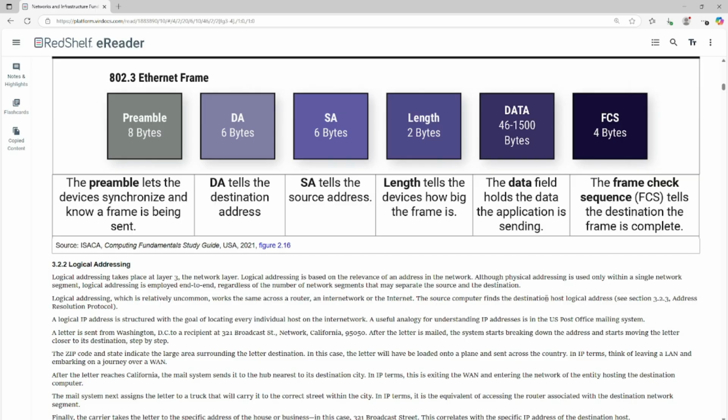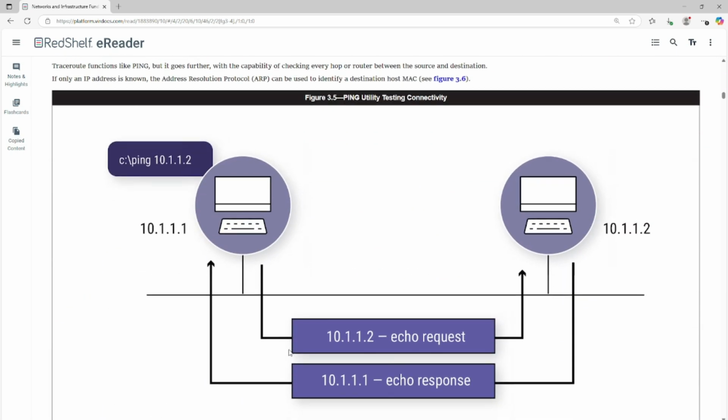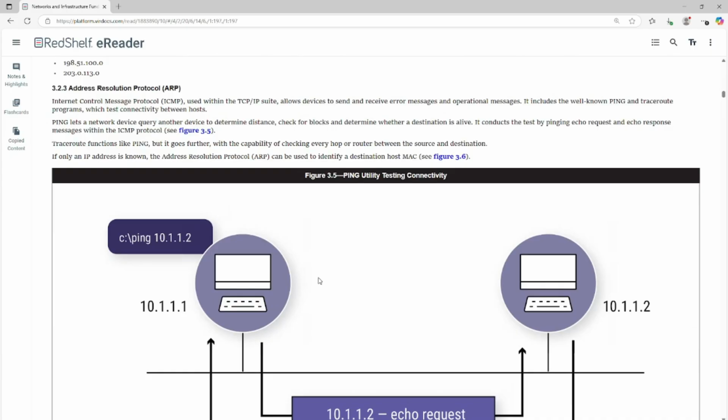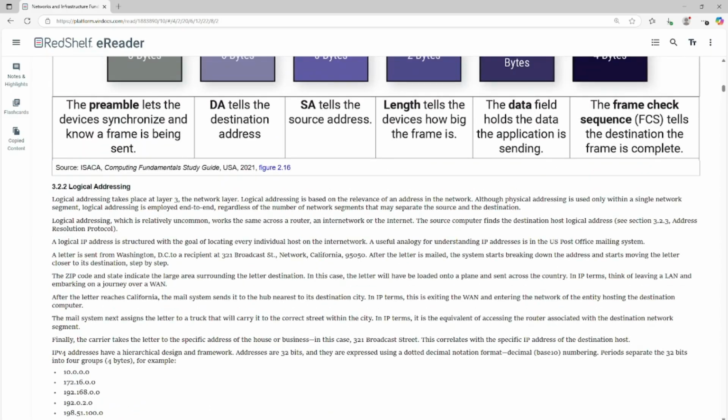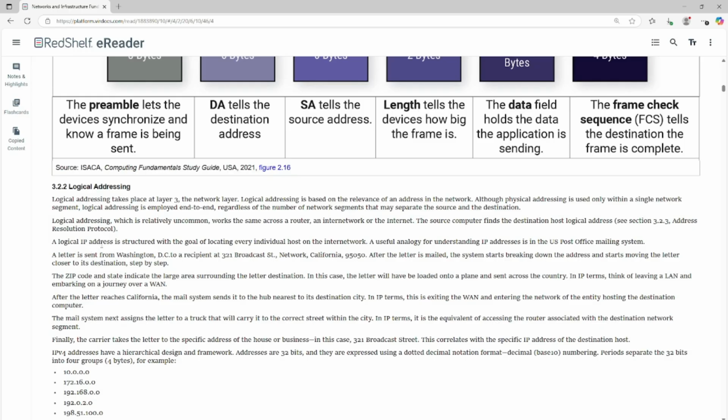The source computer finds the destination host logical address. You can see this diagram. In other words, it's referred to as address resolution protocol, where the source computer finds the destination host logical address. A logical IP address is structured with the goal of locating every individual host on the internetwork.